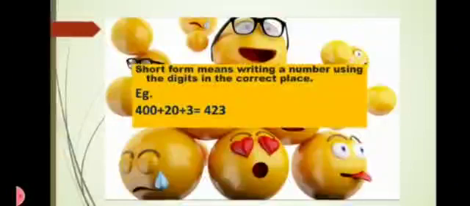Now what do you mean by short form? Short form means writing a number using the digits in the correct place. For example, we have the expanded form of a number, 400 plus 20 plus 3. Now tell me, how many hundreds are there? 4 hundreds are there. So we write down 4. Then we have 2 tens. So write down 2. And finally we have 3 ones. So write down 3. So the short form is 423, and the expanded form is 400 plus 20 plus 3.